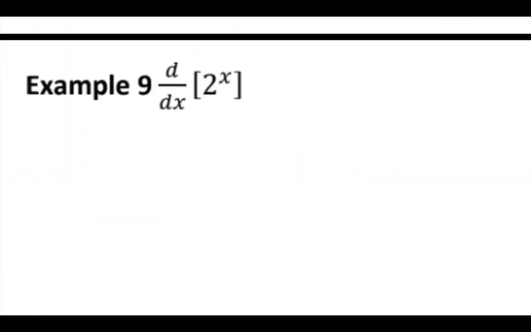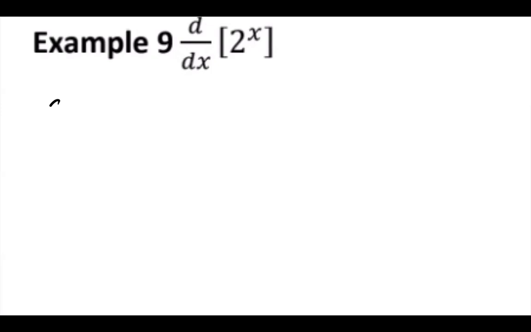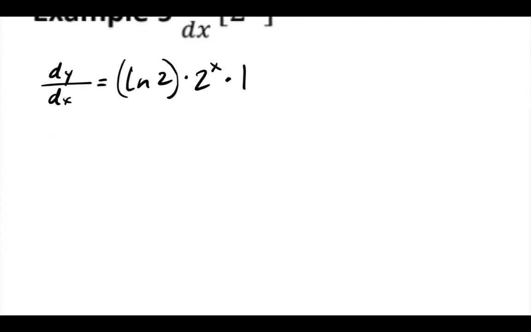Okay. So what we said was first thing, natural log of the base times repeat itself times the derivative of the exponent. So we have 2 to the x times the natural log of 2.